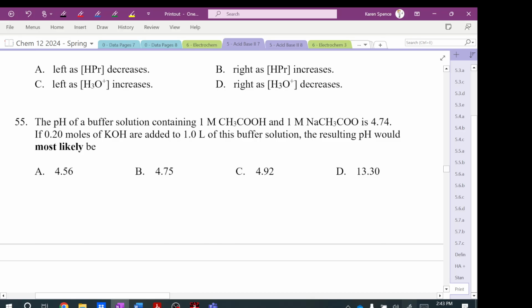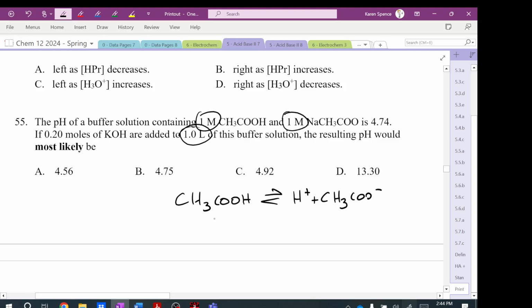Okay, we have, oh my gosh, it's almost the same question. We're just adding KOH instead of HCl this time. So we have CH3COOH in equilibrium with H plus and CH3COO minus. And we have 1 molar, 1 liter, 1 molar, 1 liter. So we have 1 mole of this stuff and we have 1 mole of that stuff. And we are adding 0.2 moles of OH minus. 0.2 moles of KOH is essentially 0.2 moles of OH minus.